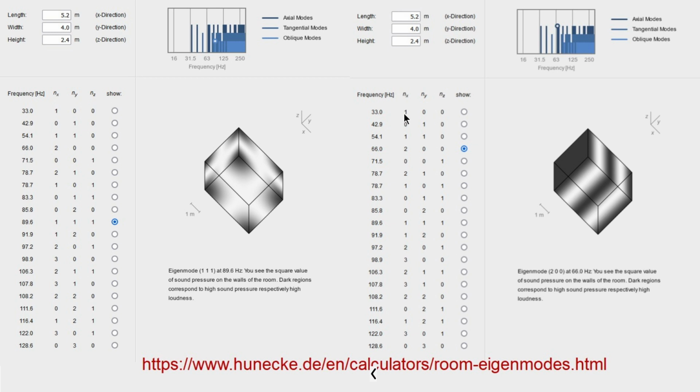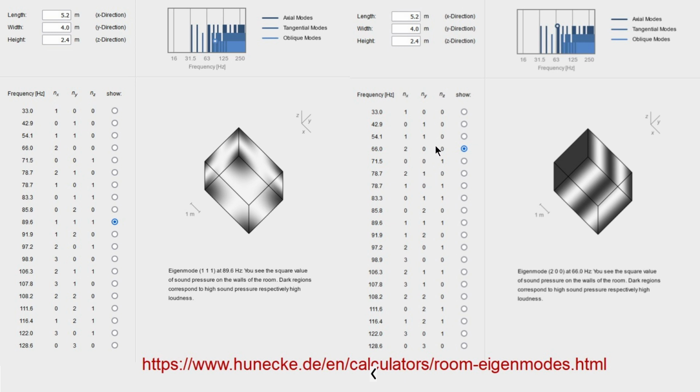So for example, when it says 1, 0, 0, right? So the x direction over here, yes, y and z, no. So it's 1, 0, 0. This is the fundamental for an axial mode. Here's the second axial mode. And then the third axial mode is right here, 0, 0, 1. Then we start looking at the tangential modes, where there are 2 digits and only 1 zero, right? So here's the first one, 1, 1, 0. And then you've got another one over here, 2, 1, 0, and so on and so forth.